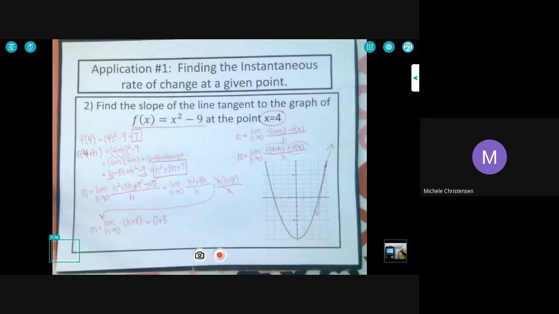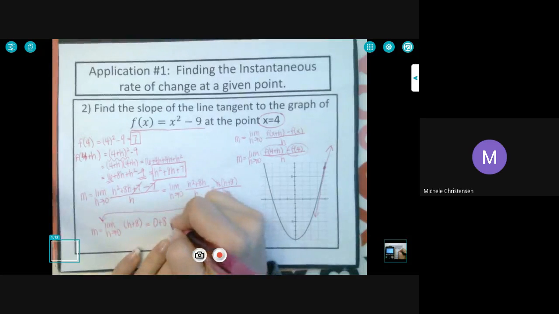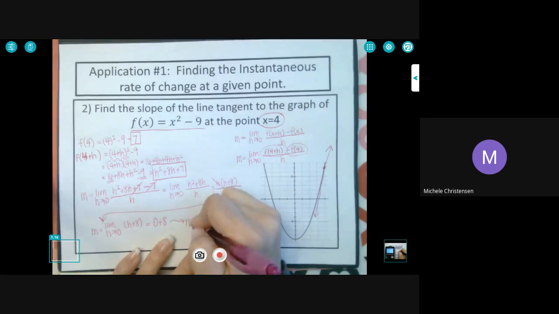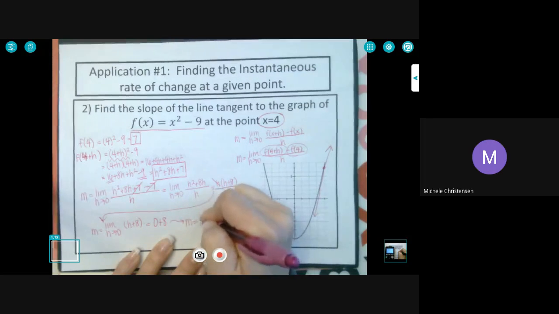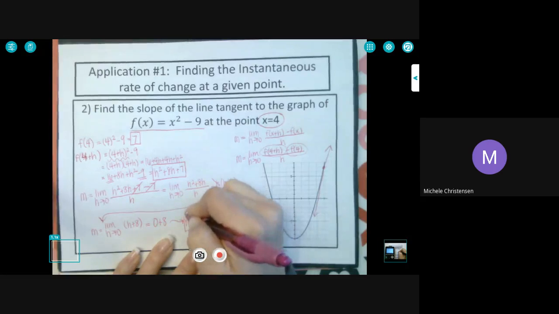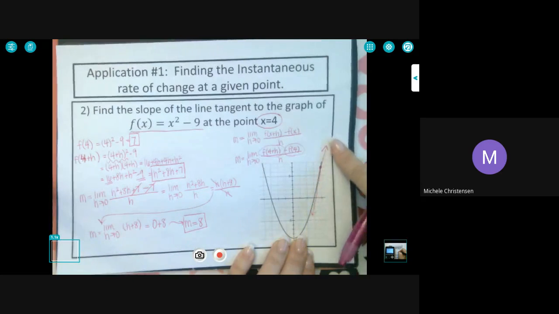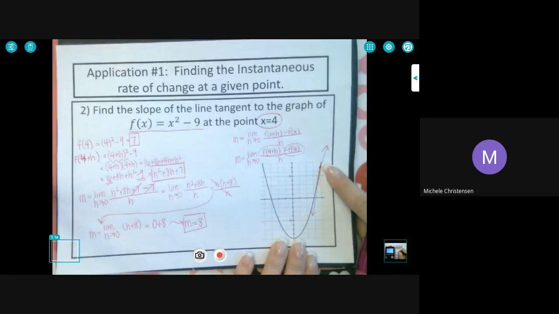All right, but 0 plus 8 means that m, my slope, equals 8. So the slope of this line at this particular point, the (4, 7), has a slope of 8.